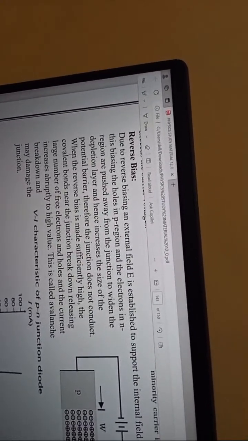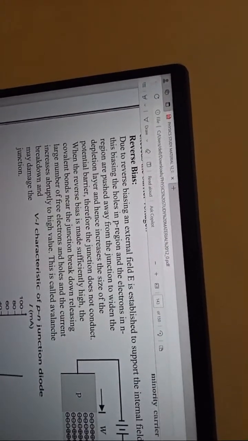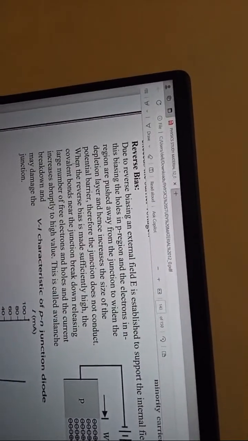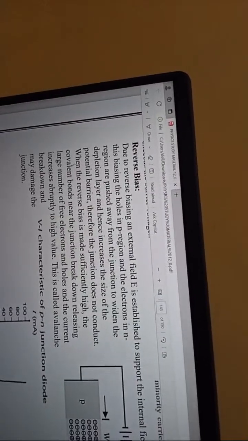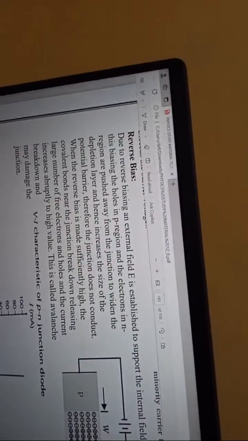When the reverse bias is made sufficiently high, the covalent bonds near the junction break down, releasing a large number of free electrons and holes, and the current increases abruptly to a high value. This is called avalanche breakdown and may damage the junction.